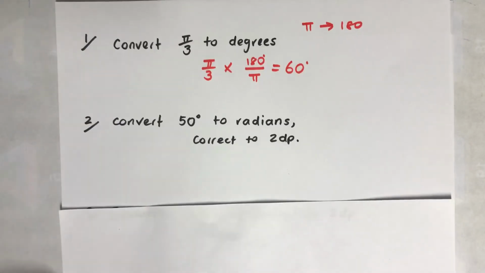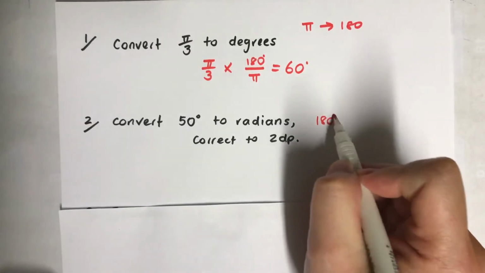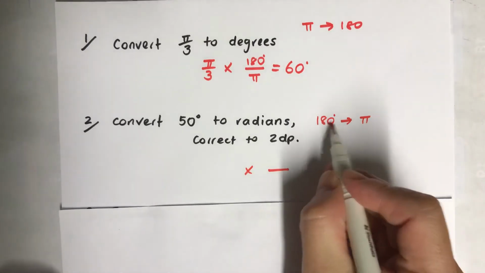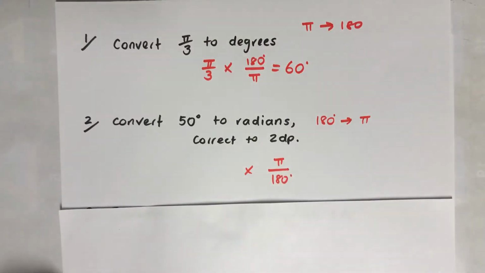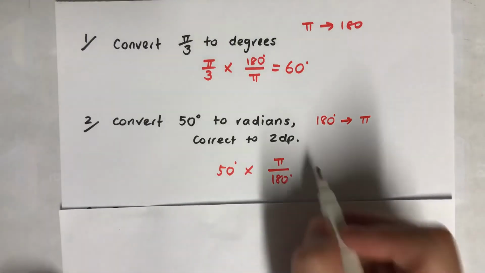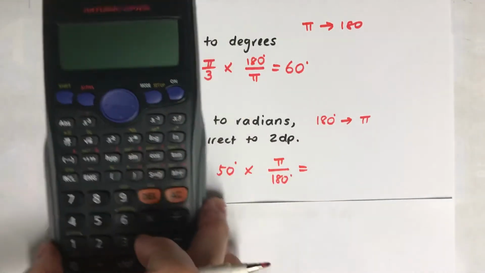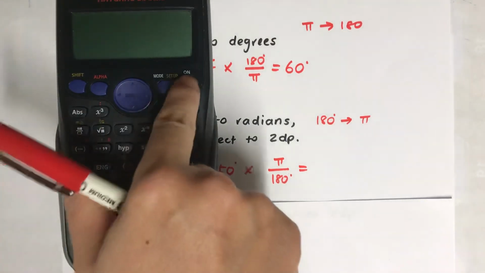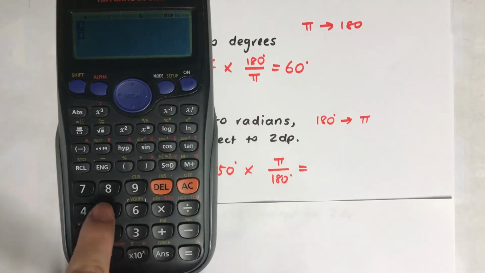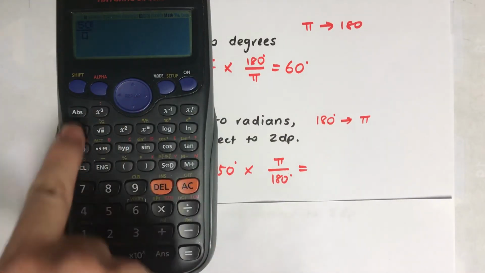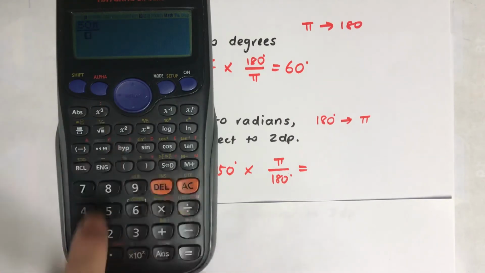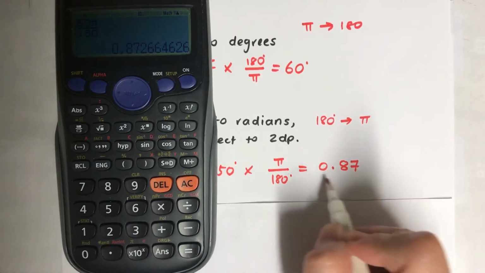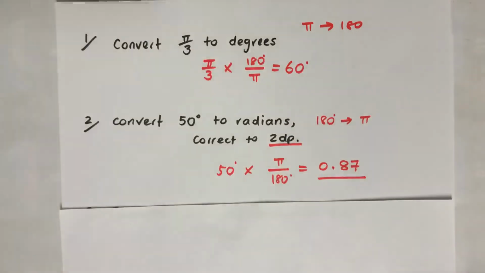Now this one, convert the other way around. We're going from 180 degrees to pi radians. So I'm going to times this by pi on the top and 180 on the bottom, and then 50 degrees. So put that in your calculator. Okay, I'm going to turn on the calculator, put it in fraction, and 50 pi over 180, and I will get 0.87 because it says 2 decimal places. So my answer is 0.87.